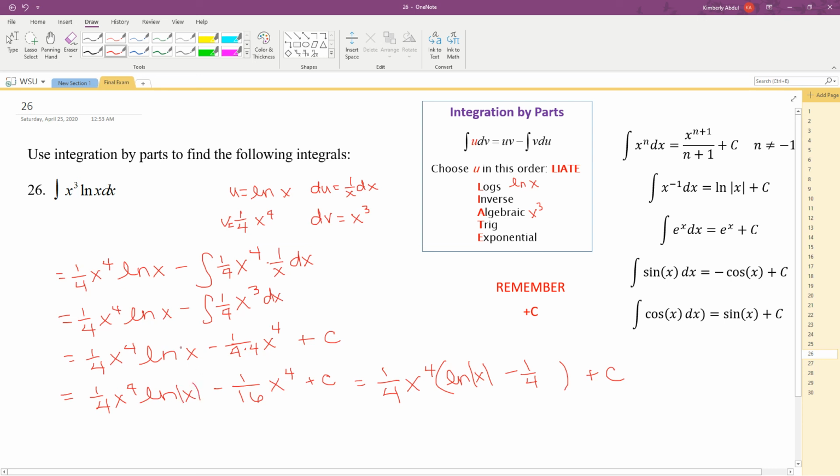And then just for notation, I usually forget to write these in the middle, but make sure you have your absolute value around all your natural log of x's.